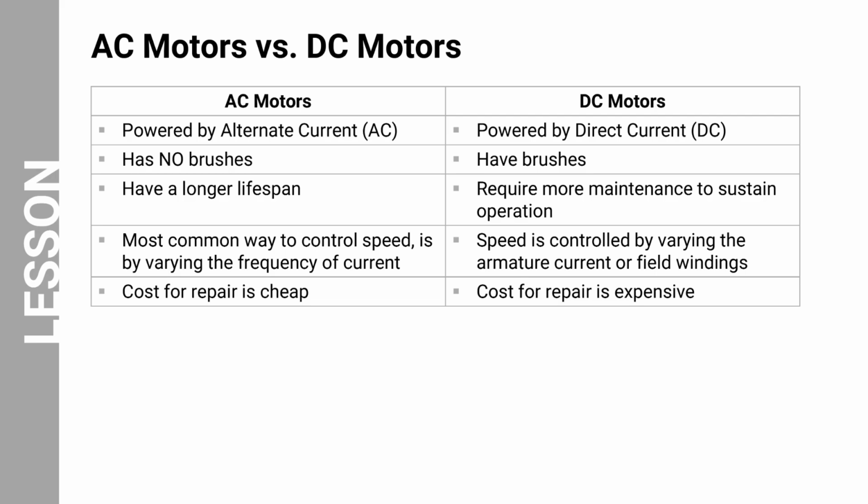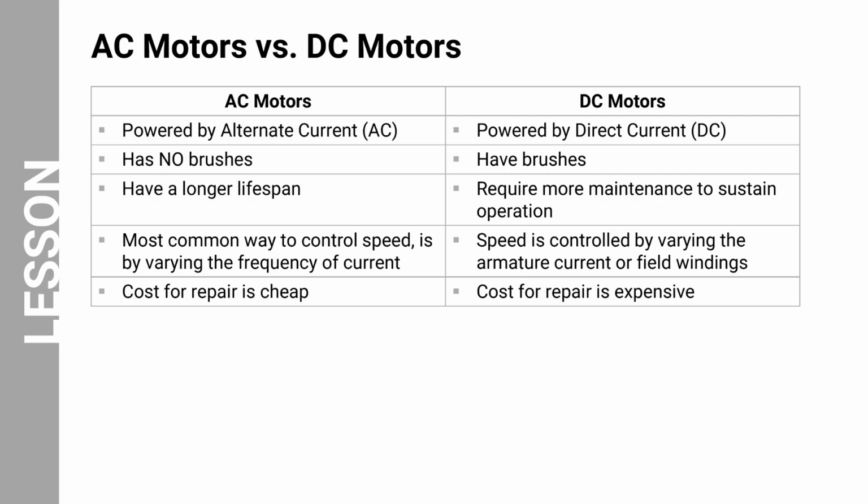So now that we've looked at AC and DC motors separately, we're going to do a quick review of some of the differences for each type of motor. AC motors, powered by alternating current, are characterized by their brushless design. This brushless construction contributes to their longer lifespan and lower maintenance requirements. Speed control in AC motors is primarily achieved by varying the frequency of current. Their repair costs are relatively economical.